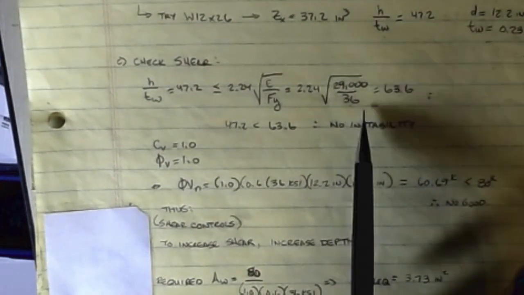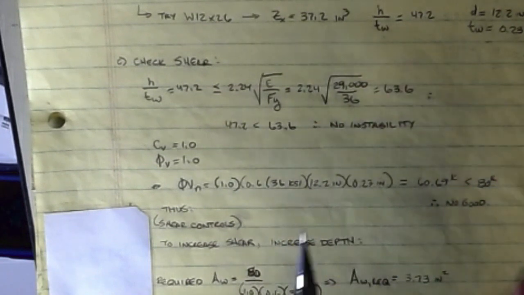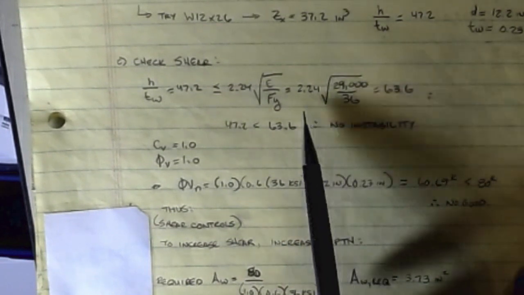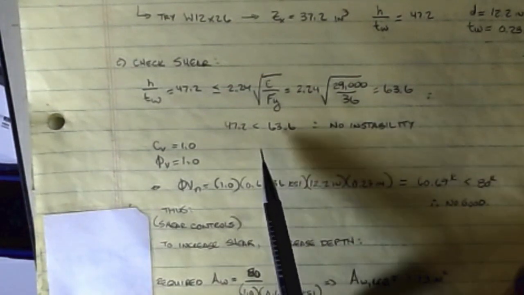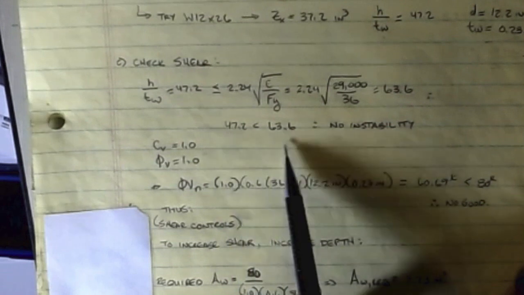Okay, so I'm going to take 29,000, I'm going to divide by 36. Again, watch the units. This has to be KSI, that has to be KSI. And so we get a value of 63.6. And so my 47.2 is less than 63.6. There's no instability. We're over in that first region on the graph. So that tells me that Cv is 1.0 and phi v is 1.0. So this is a stable section.